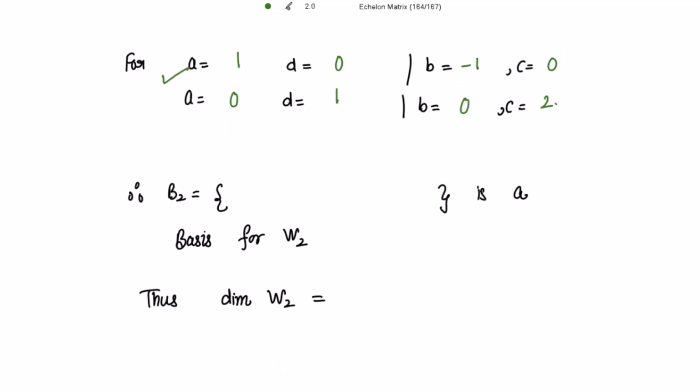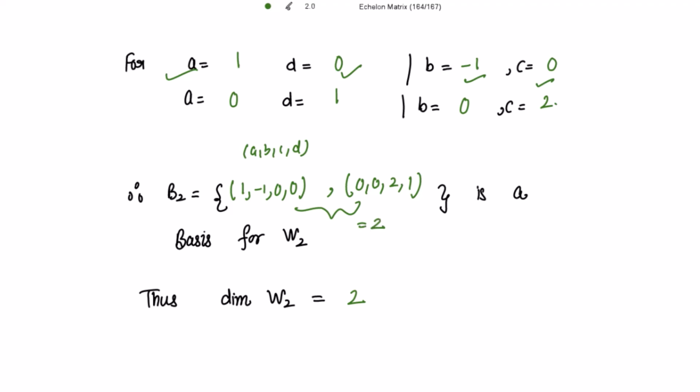So from the first set, what are the bases? The format is A, B, C, D, right? So write like this. The value of A is 1, then the value of B is -1, then the value of C is 0, and then the value of D is 0. And then another element 0, 0, 2, 1. So these are the bases for W2. And the dimension of W2 is 2 because the number of elements is 2.